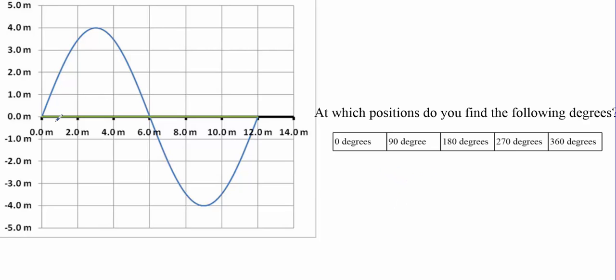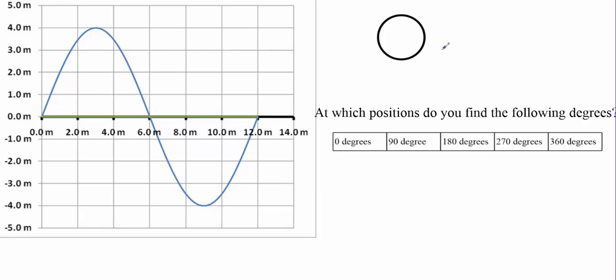And so I've got this wave. It's one complete wave, 12-meter long wavelength with a 4-meter height amplitude. And we want to know which positions would we indicate the following degrees. So what would we say is 0 degree, 90 degree, 180, 270, and 360? Well, if you remember in math, 360 degrees is one entire revolution, or one complete circle.